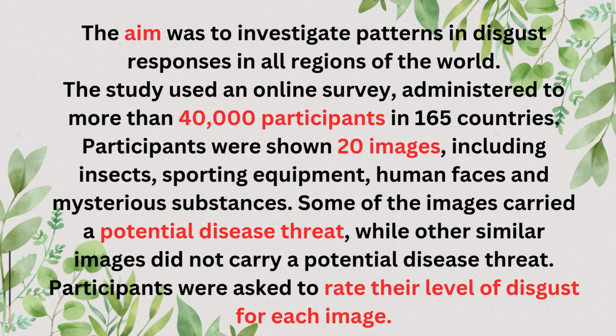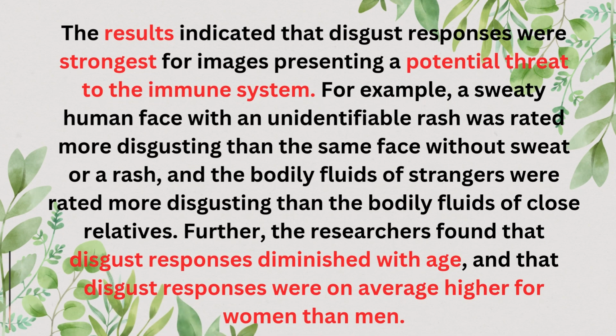Participants were shown 20 images, including insects, sporting equipment, human faces, and mysterious substances. Some of the images carried a potential disease threat, while other similar images did not. Participants were asked to rate their level of disgust for each image. The results indicated that disgust responses were strongest for images presenting a potential threat to the immune system. For example, a sweaty human face with an unidentifiable rash was rated more disgusting than the same face without sweat or a rash. And the bodily fluids of strangers were rated more disgusting than the body fluids of close relatives.